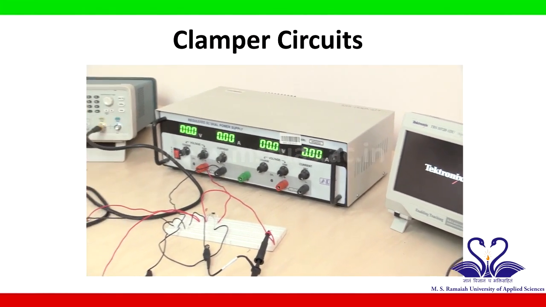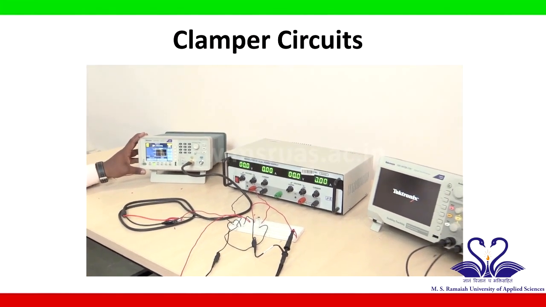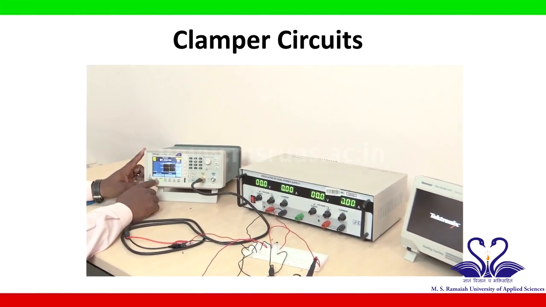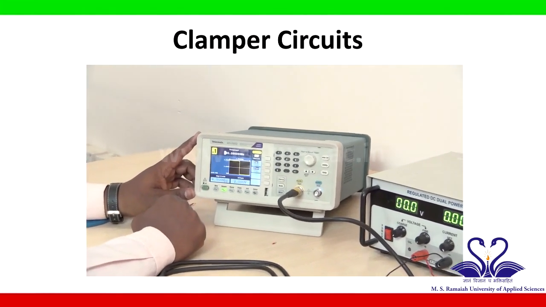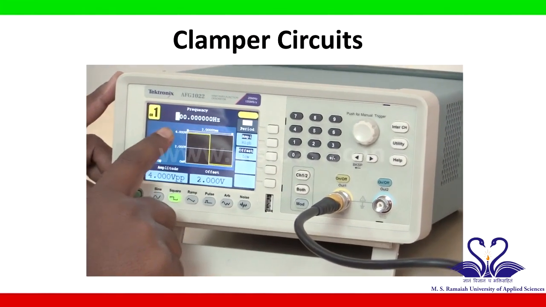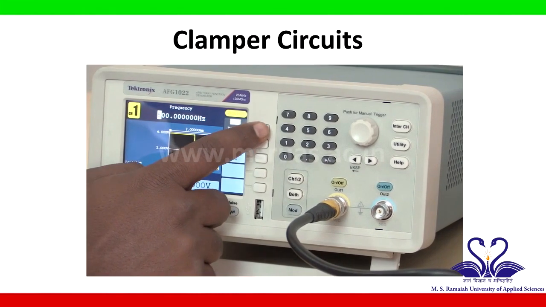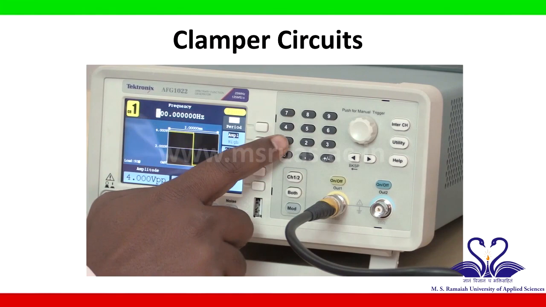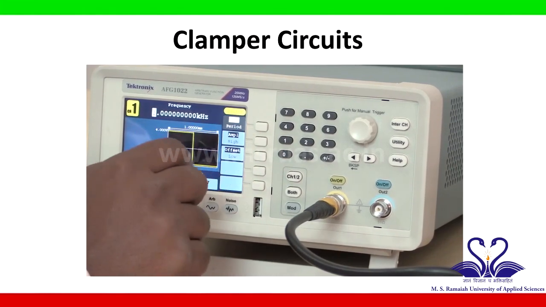For this experiment we need a square wave as an input that we have to set in the function generator. So I need a square wave, press the square button. I need a square wave having a frequency of 1 kilohertz, so I will set the frequency of this square wave signal as 1 kilohertz by pressing this button. So I need 1 kilohertz, so I will type 1 and press kilohertz.